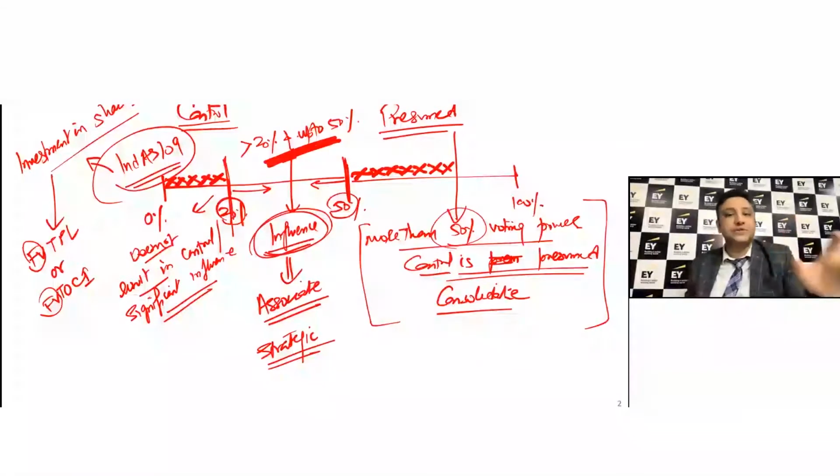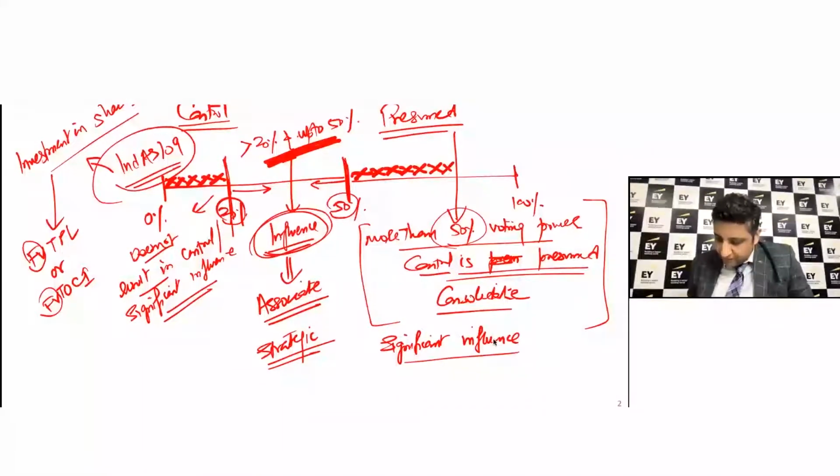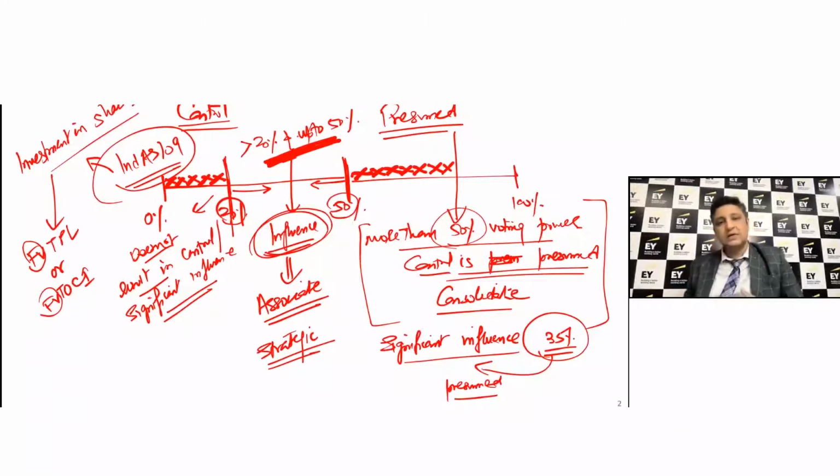Now, your examination, they might use the words significant influence, or they may altogether ignore that. And they give you, let's say, a percentage. Let's say they say 35% shares, that you as an entity own 35% shares in another entity. So from that perspective, significant influence is expected to be there, is presumed to be there.